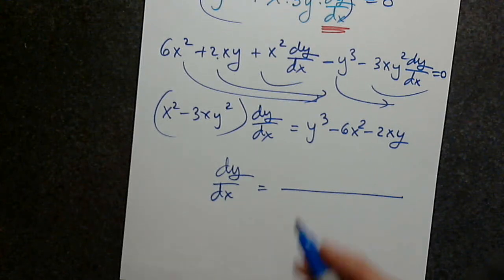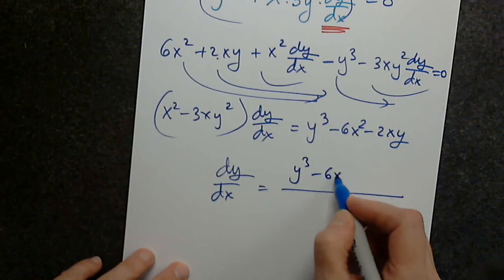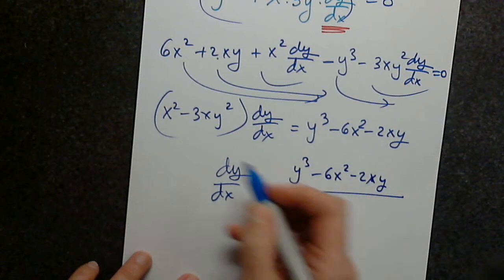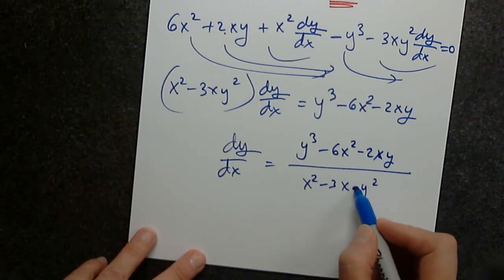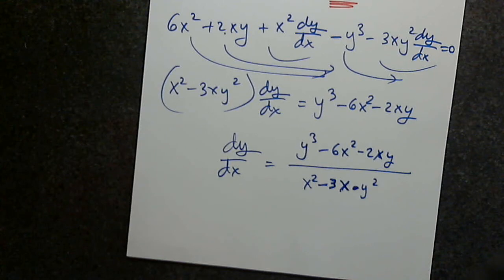So the top will be, of course, y cubed minus 6x squared minus 2xy. And of course, the denominator is x squared minus 3x minus y times y squared. There's nothing you can do here. This is it.